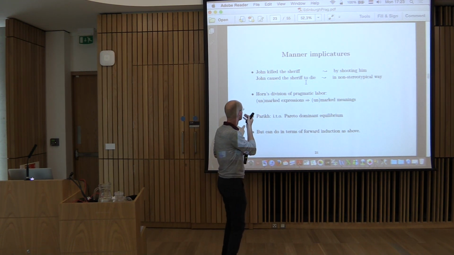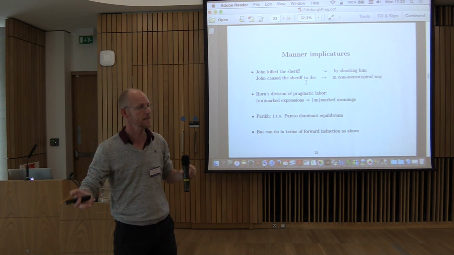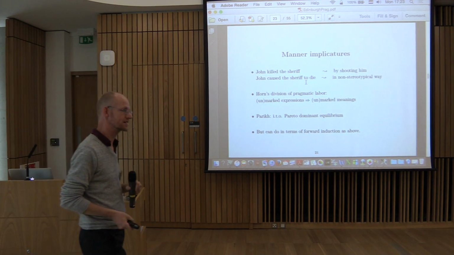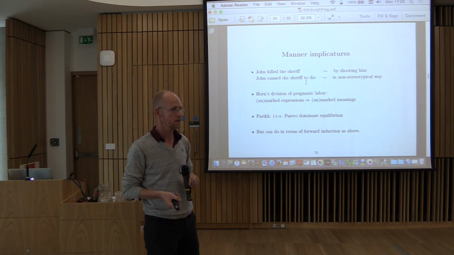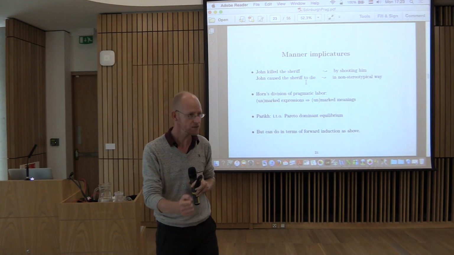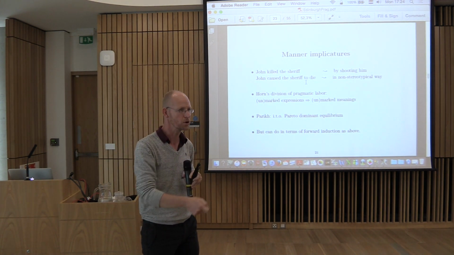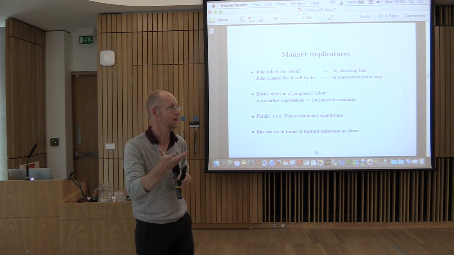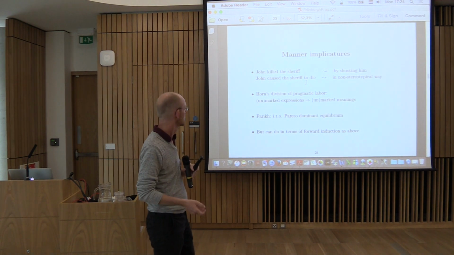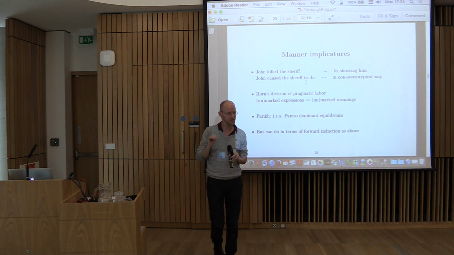So the idea is that John killed the sheriff and John caused the sheriff to die. Well, many say they actually have the same meaning, right? What could be the difference in meaning? Still, my intuition, and many people's intuition, is that if John killed somebody, he did it in the stereotypical way, right? With a pistol or with a knife. But if I say, John caused the sheriff to die, right? That's not with a pistol or a knife, that's with poisoning him. Right? I don't know whether you share the intuition, but that's not the most stereotypical way of killing the sheriff.